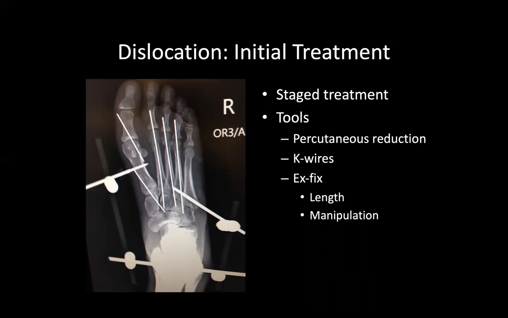But if it's just a pure ligamentous dislocation, then you would want to get it reduced, and then I usually just use K-wires. You can put K-wires in from medial and lateral just to hold it in place. And I think that's just a little less finicky than dealing with the X-fix sometimes.